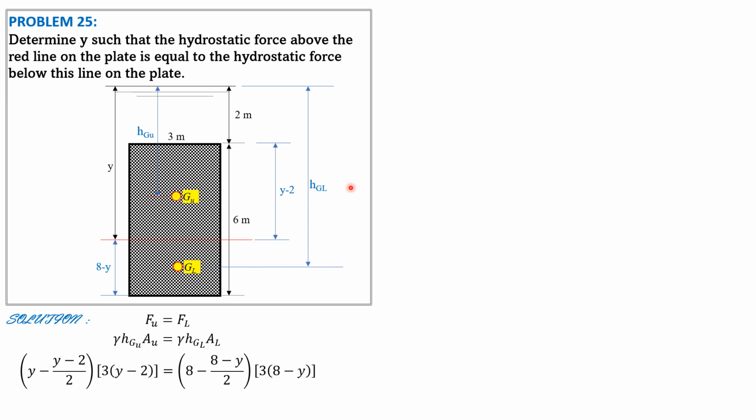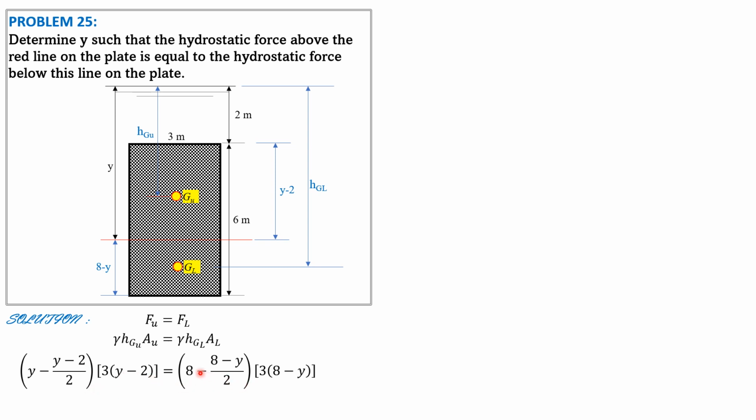HGL is equal to 8 meters, that's 8 up to the bottom, then minus half of 8 minus y, because the area is rectangular, so the distance to the centroid is half of the height. So 8 minus y over 2, and the area is 3 times 8 minus y as shown. So cancel out 3 and simplify this into y minus y over 2, or y over 2 plus y over 2 plus 1. Negative of negative 2 over 2 is plus 1. Then times y minus 2.